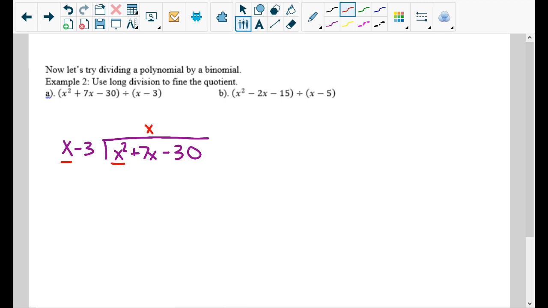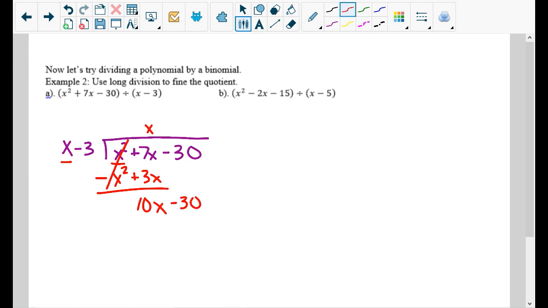So x times x is x squared. Negative 3 times x is negative 3x. So again, just like before, we're multiplying that. But I have to distribute that x into both the x and the minus 3. So each time I put something up above, I'm going to have 2 terms down below to subtract. So again, we're subtracting. So minus and the negative becomes a positive now. So x squared minus x squared, this cancels. 7x plus 3x gives me a 10x. Bring down the next term, so minus 30.